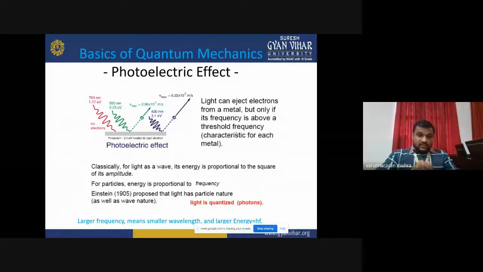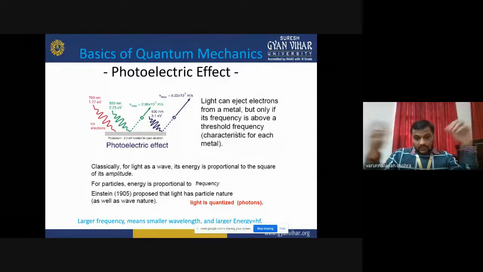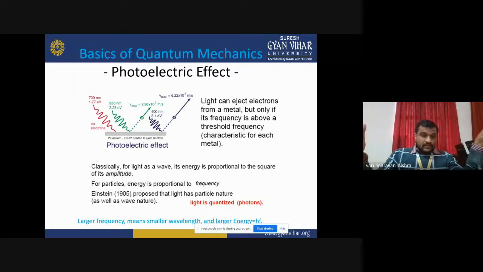Okay, this is already discussed with all of you, the photoelectric effect. It's also a very basic experiment done in quantum mechanics. As we know, when light interacts with an object, the light can eject electrons from a metal, but only if its frequency is above the threshold frequency. At a certain frequency, when the light interacts with metals or any object, it ejects some kind of electrons. These electrons or ejected particles are considered as photons, or you can say these are the quanta.